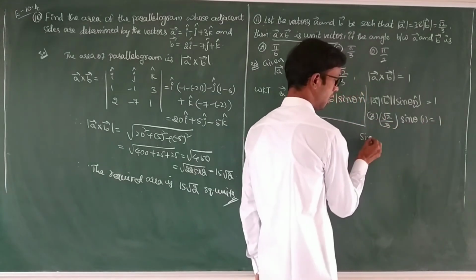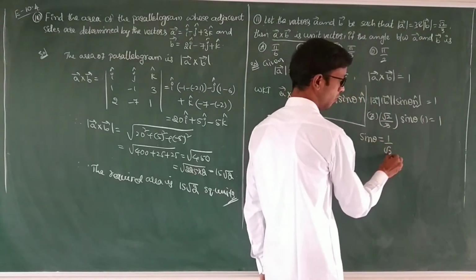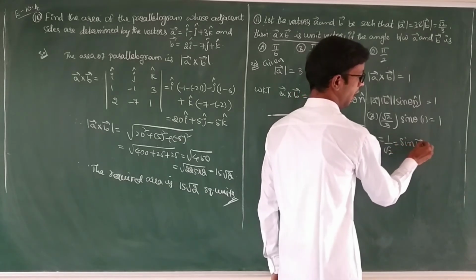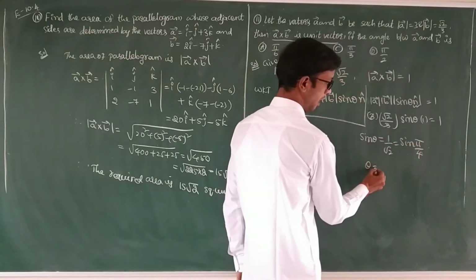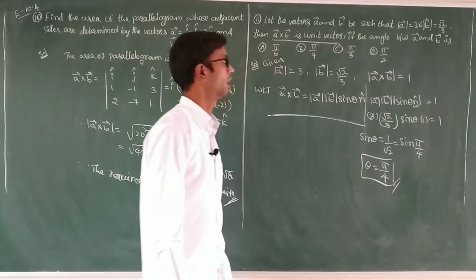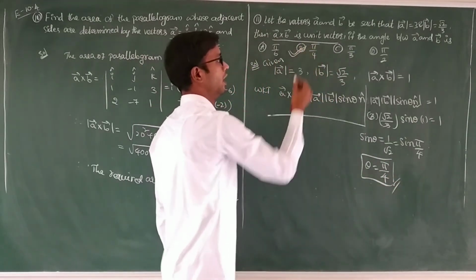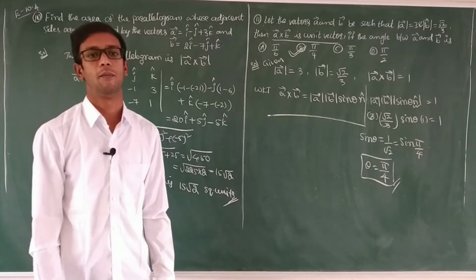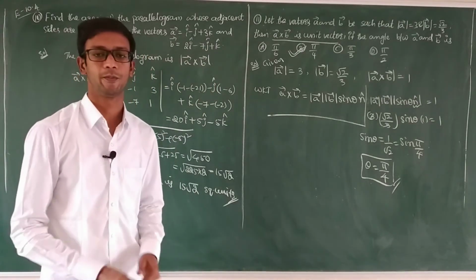So sin theta is equal to how much you get? 1 by root 2, that is sin 45, pi by 4. Theta equal to pi by 4. So which option is correct here? Option B is the correct answer. Multiple choice question this one.